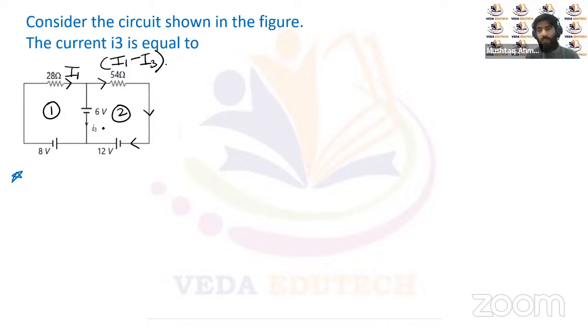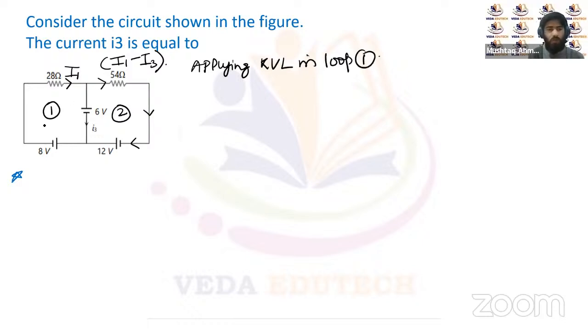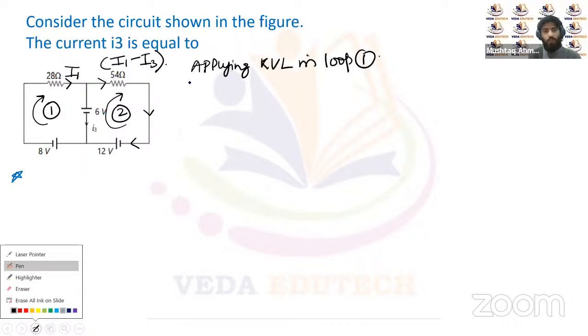What we'll be doing is just applying the KVL in loop 1. By default, we can choose the clockwise direction for both the loops. You can choose any direction you wish, but I'm choosing a clockwise direction here. So, applying the KVL in this loop 1.